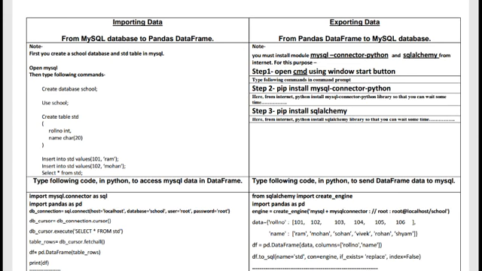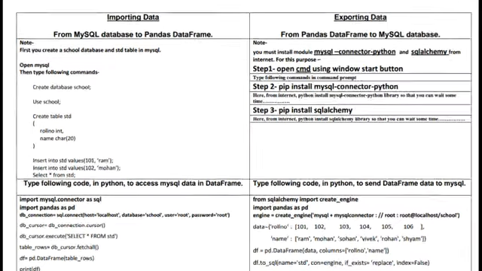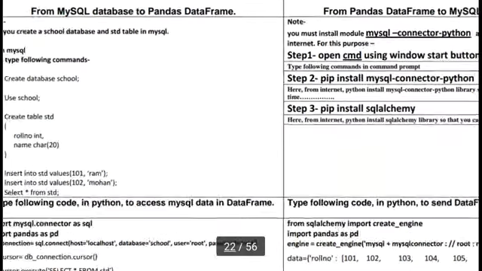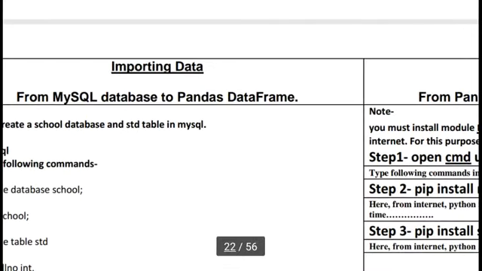Open MySQL, create database, create table, we already know. But here the new thing is, first we can use import data. Import data means first we create a table in MySQL. First we create a database, then we create a table and store some records in this MySQL table. Then this MySQL table we can call and transfer to the Python data frame. So this is called importing.